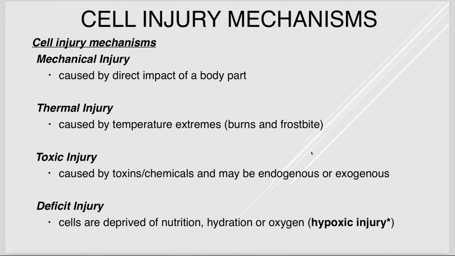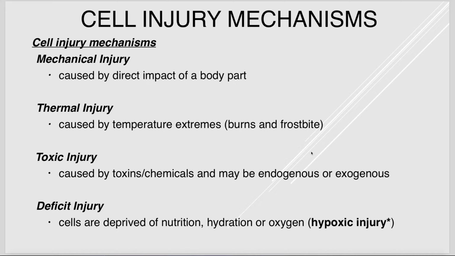Now, some mechanisms by which cells become injured. You have mechanical injury. This is direct impact or direct trauma. Thermal injury. This is due to extremes of temperature. So examples of that are like burns and frostbite. Toxic injury. Toxin chemicals, they can be endogenous, meaning from our own body, or exogenous. And deficit injury. This is when cells are deprived of something they need, like oxygen or glucose or water.